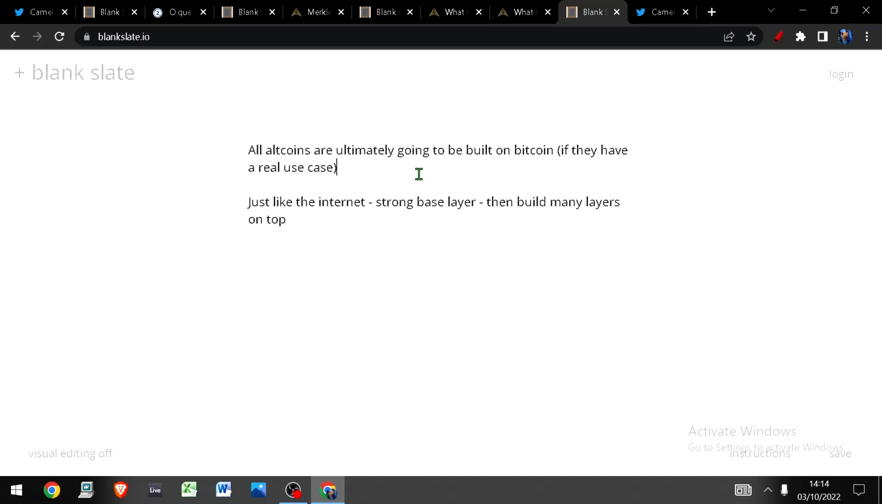With Bitcoin TARO, all altcoins could ultimately be built on Bitcoin if they have a real use case. Obviously, if they don't have a real use case, there's likely no reason to build them on top of Bitcoin. But just like the internet had a very strong base layer, and then we built many, many layers on top of it, it's quite possible that this is exactly what we'll see from Bitcoin. This is how money, perfect money like Bitcoin, continues to evolve. Use cases like smart contracts, stablecoin issuance, wrapped altcoins, all of these sorts of things will only add value to Bitcoin over time. The possibilities are endless, and I'm sure we will continue to see this be developed.